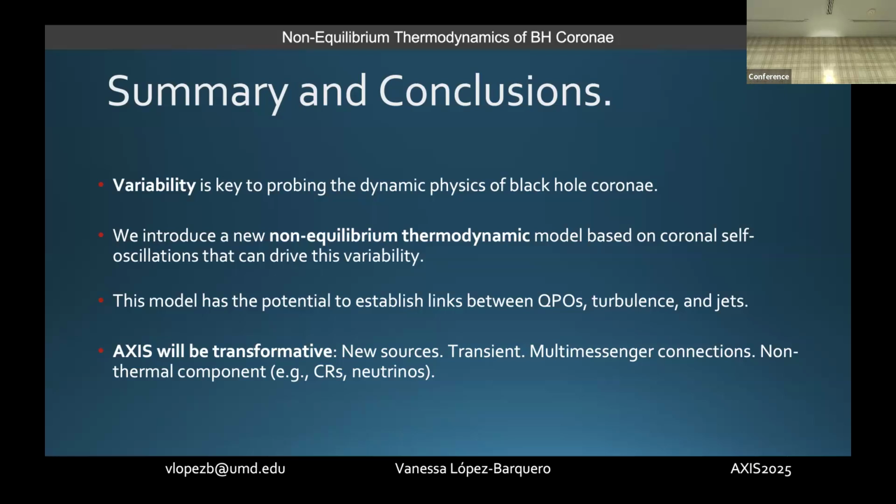And it's also nice because we can use this model to link different things, for example, QPOs, turbulence, and jets. And so since we are at the AXIS conference, this work is going to be nice to have new sources. We're also going to have possibly some transient behavior. One thing that I'm really interested in is the multi-messenger connection. So for example, you have non-thermal components, let's say cosmic rays, neutrinos, what can we say about the conditions of the corona? And especially now that you guys are going to be in a different orbit, we're also going to have a longer baseline to look at, for example, AGN. So we have more information on this sort of behavior.